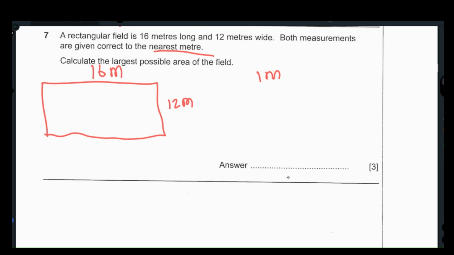So I'll divide that. To the nearest meter allows me to say, okay, 1 meter divided by 2, 0.5 meters. So if I want the largest area possible, I would add 0.5 meters here, add 0.5 meters here, and that would give me 12.5 meters as my width and 16.5 meters as my long side.